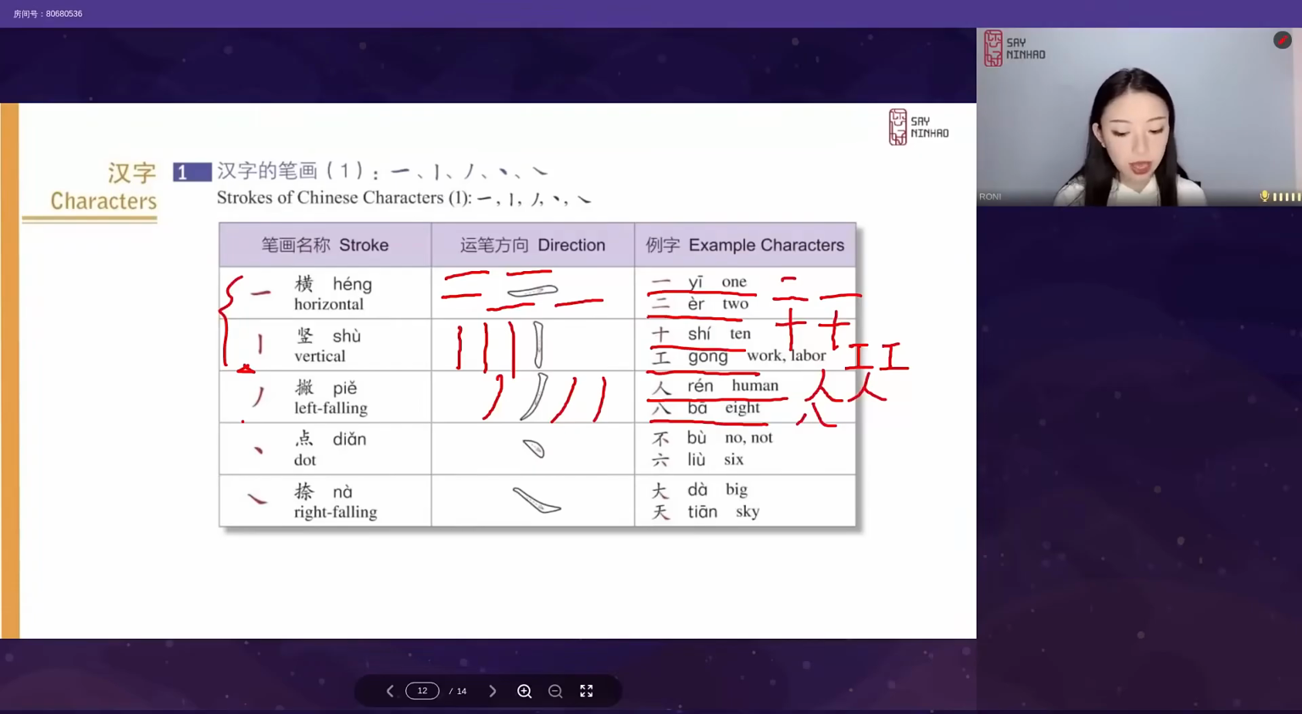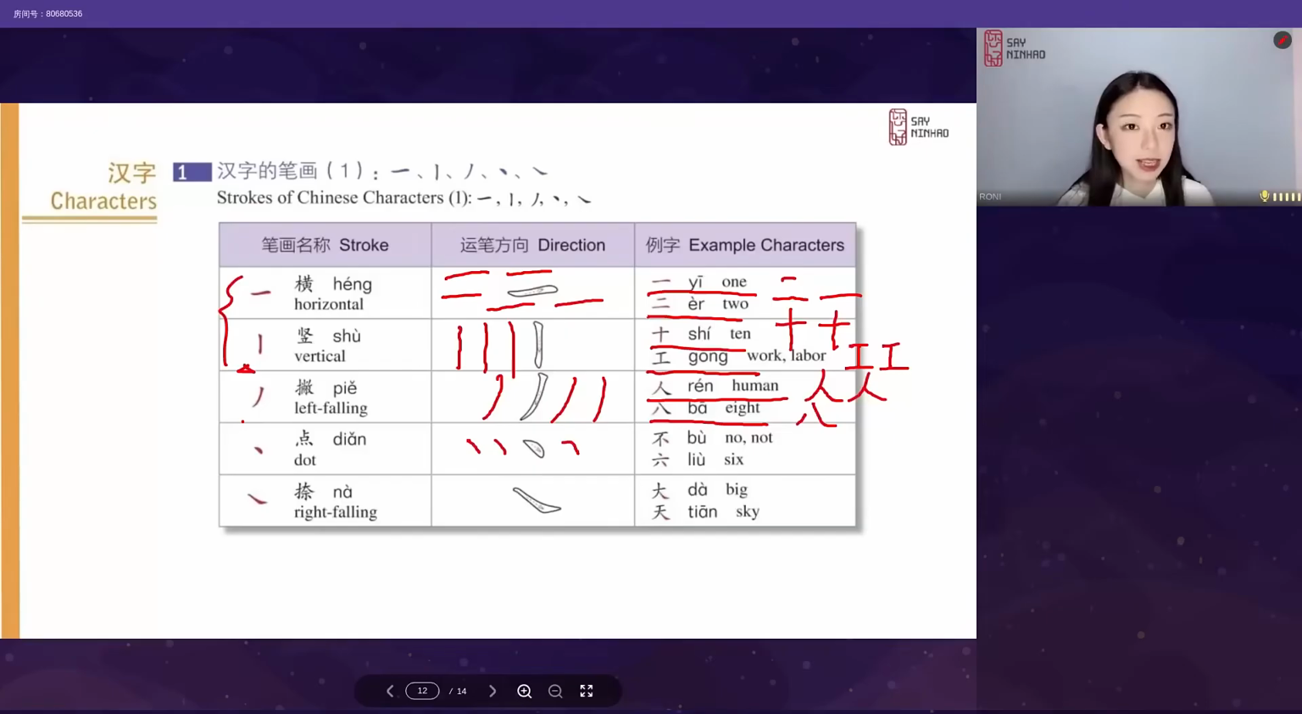And the next stroke is 点, a third tone, which means dot. The direction of writing it is from top to bottom. A dot. 点.